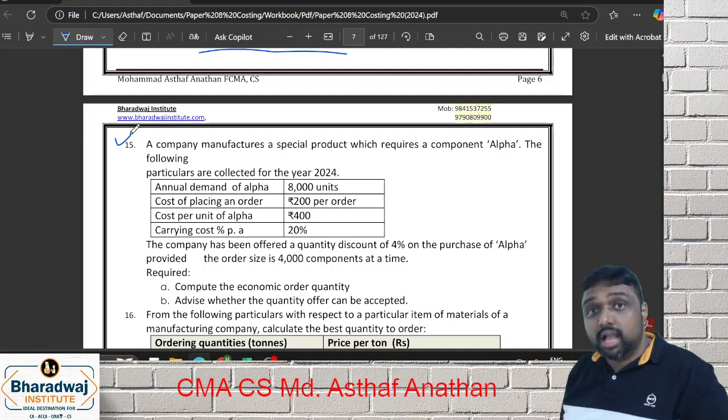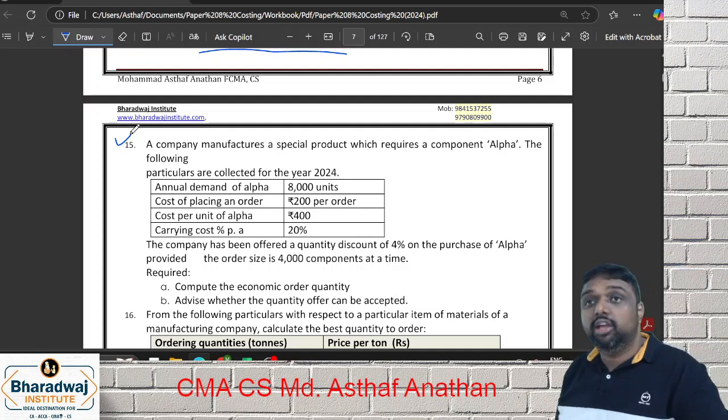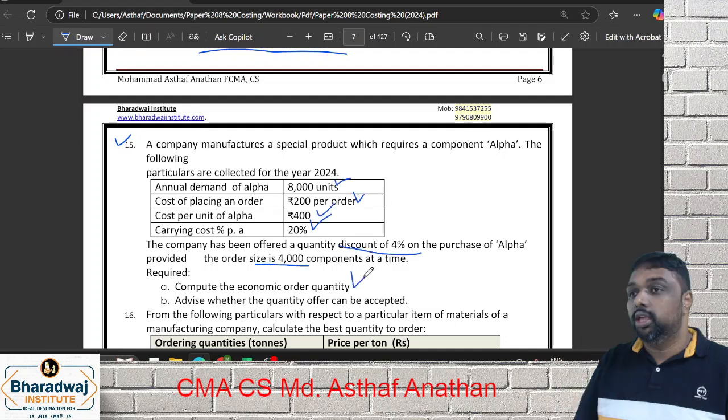A company manufactures a special product which requires a component called Alpha. The following details are collected. Annual demand 8,000. Cost of placing the order 200. Cost per unit is 400. Carrying cost is 20%. The quantity discount is 4%, provided you order 4,000. First they are asking what is the EOQ.